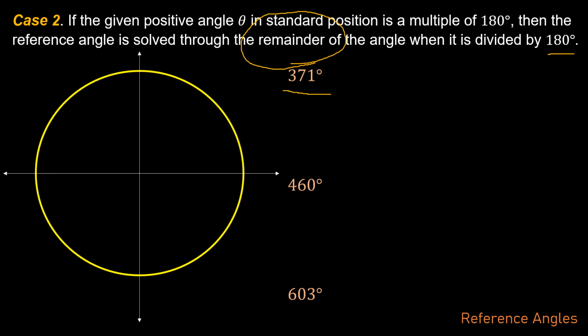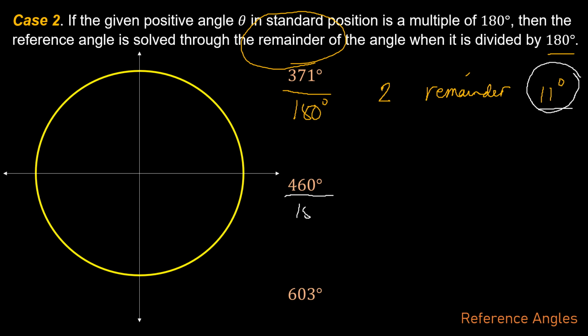371 degrees. Pag yan i-divide mo sa 180 degrees, ang ibibigay niya sa'yo, ang exact na whole number is 2. Okay? Pero ang remainder niya, that is equal to 2, but the remainder is 11 degrees. At itong 11 degrees is already less than 90 degrees. Therefore, ito na magiging reference angle mo. It's 11 degrees.